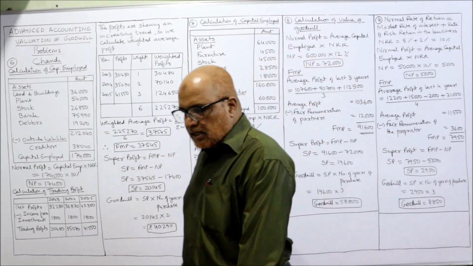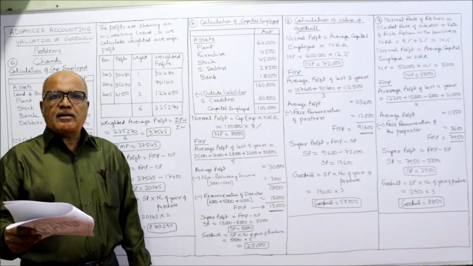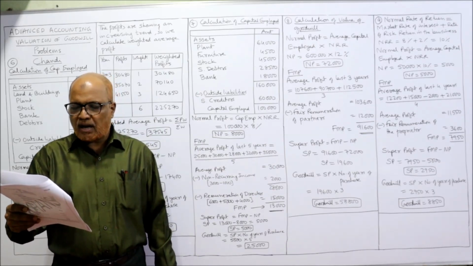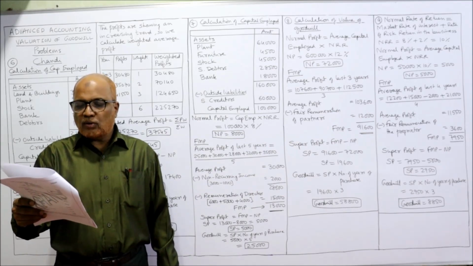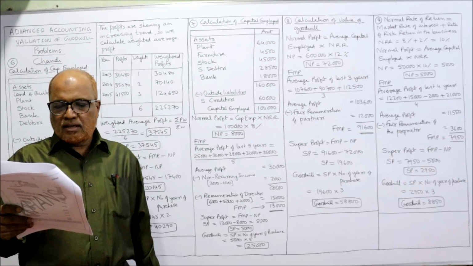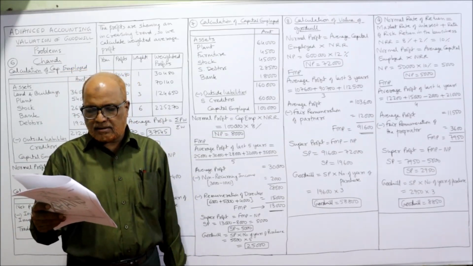Now, I'm going to start the next problem, that is the 7th one. The balance sheet of a partnership firm was as follows. Assets: goodwill, plant, furniture, stock, debtors, prepaid expense, bank balance. Out of these assets, we should not consider goodwill, right? Then capital accounts are given, and sundry creditors, the only outside liability.